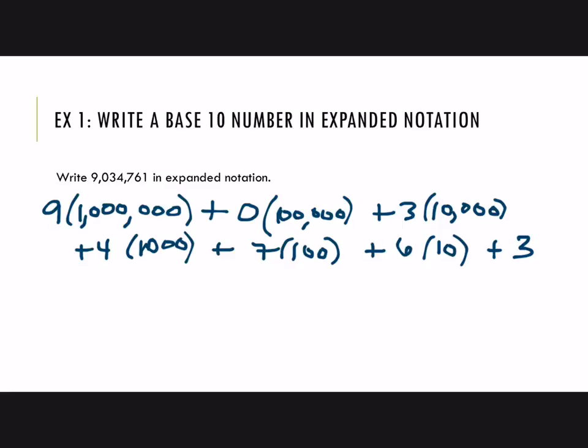Alright, now this is not the final answer, but it does help us to see what the powers of 10 should be. So this is 9 times 10, and then I count 6 zeros in a million, so this is times 10 to the 6th.